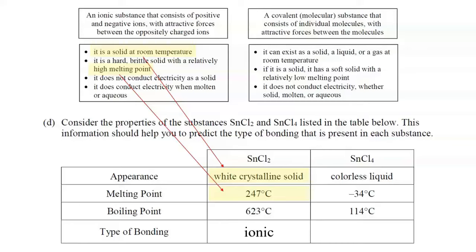But take a look at the properties of SnCl4, and it might surprise you. SnCl4 is actually a colorless liquid at room temperature, and it doesn't freeze as a solid until we get down to negative 34 degrees Celsius. Based on these properties, it is more likely to be a covalent substance. Again, examining the properties of a substance is sometimes the best way to characterize the type of bonding in that substance.